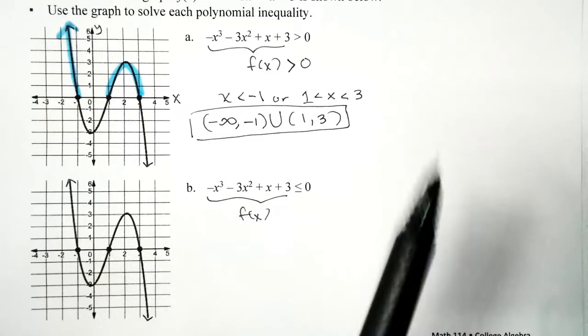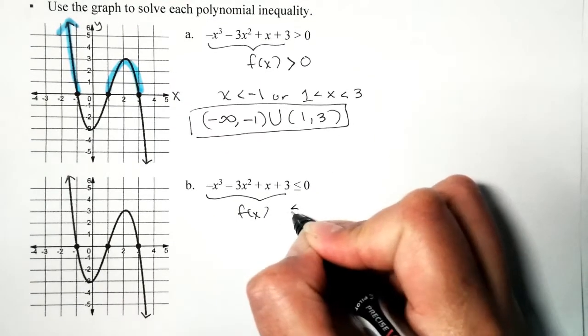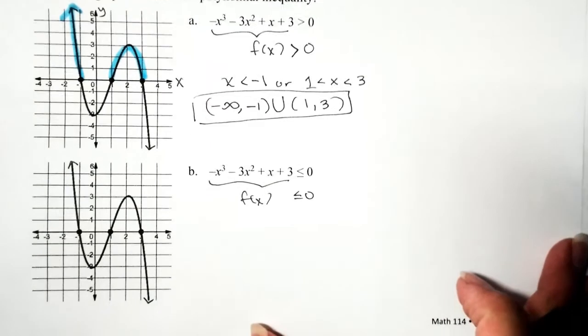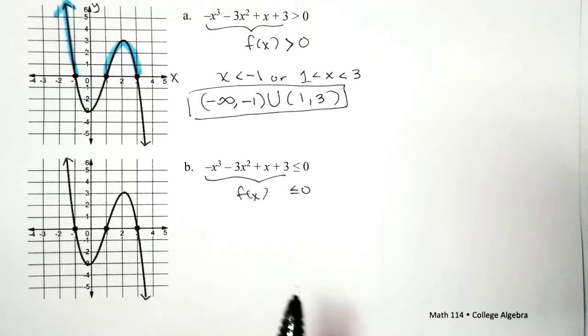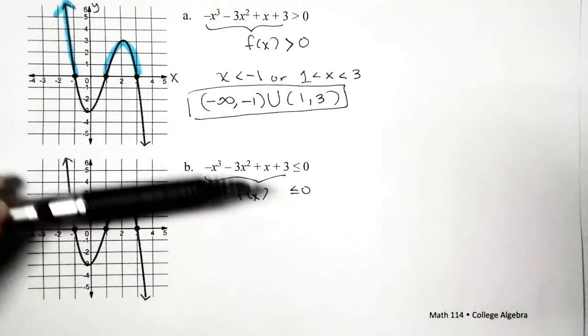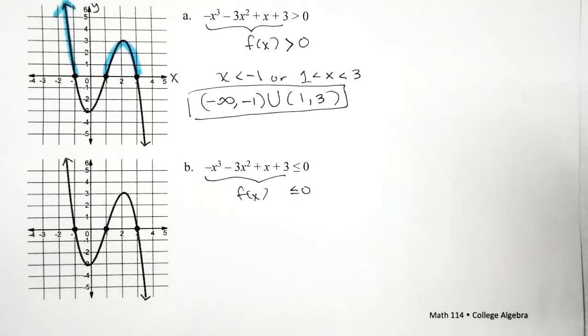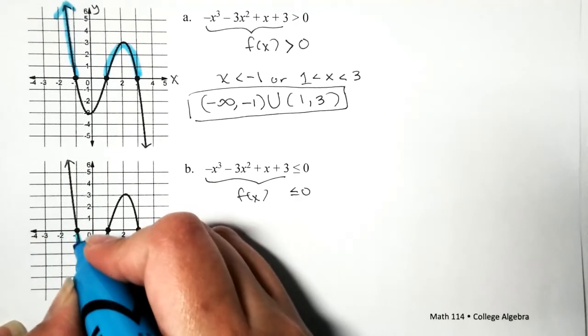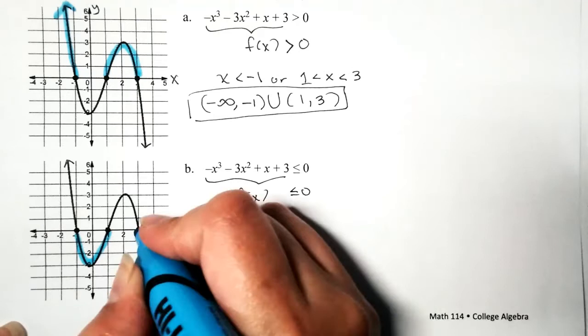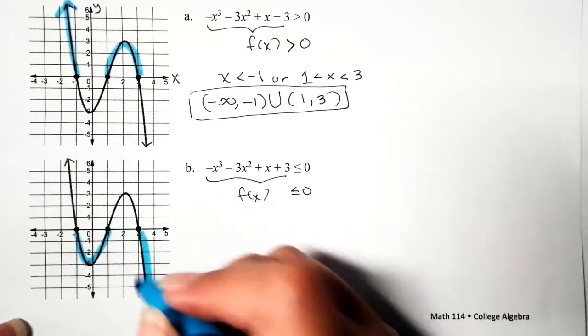Okay, cool. So for this problem, I want to know where the function is less than or equal to 0. Where are the function values, or the y's, less than or equal to 0? In this case, we want the y's that are below the x-axis. So it's going to be this part right here from -1 to 1, and also from 3 to infinity.